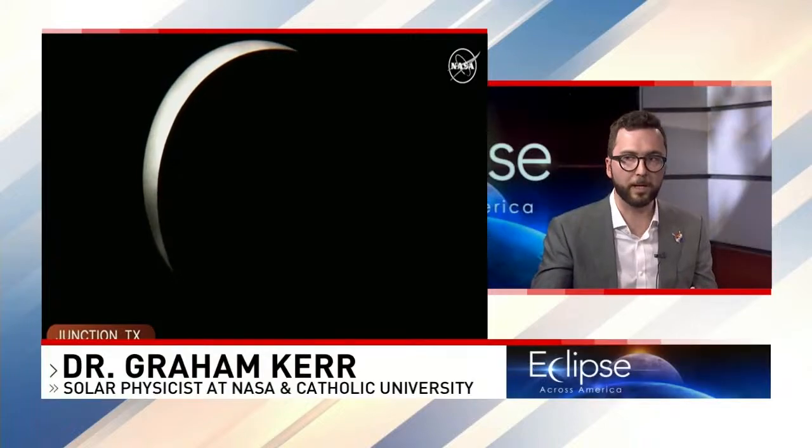We're taking a look at some of the images there. It's going to stay up on the screen throughout the show. These are live images from different locations. We're looking at Junction, Texas right now, and I want to bring back in NASA astrophysicist Dr. Graham Kerr. What are we seeing right now? I'm seeing more white versus the yellow and gold that we were seeing earlier. So we're still seeing a partial eclipse. We're still seeing the moon kind of eating a chunk out of the sun as it goes towards totality.